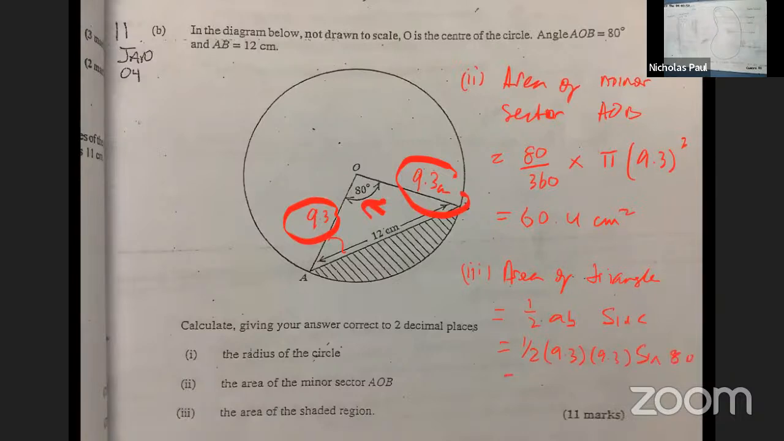How much did you all get there? 42.6. 42.6 centimeters squared.